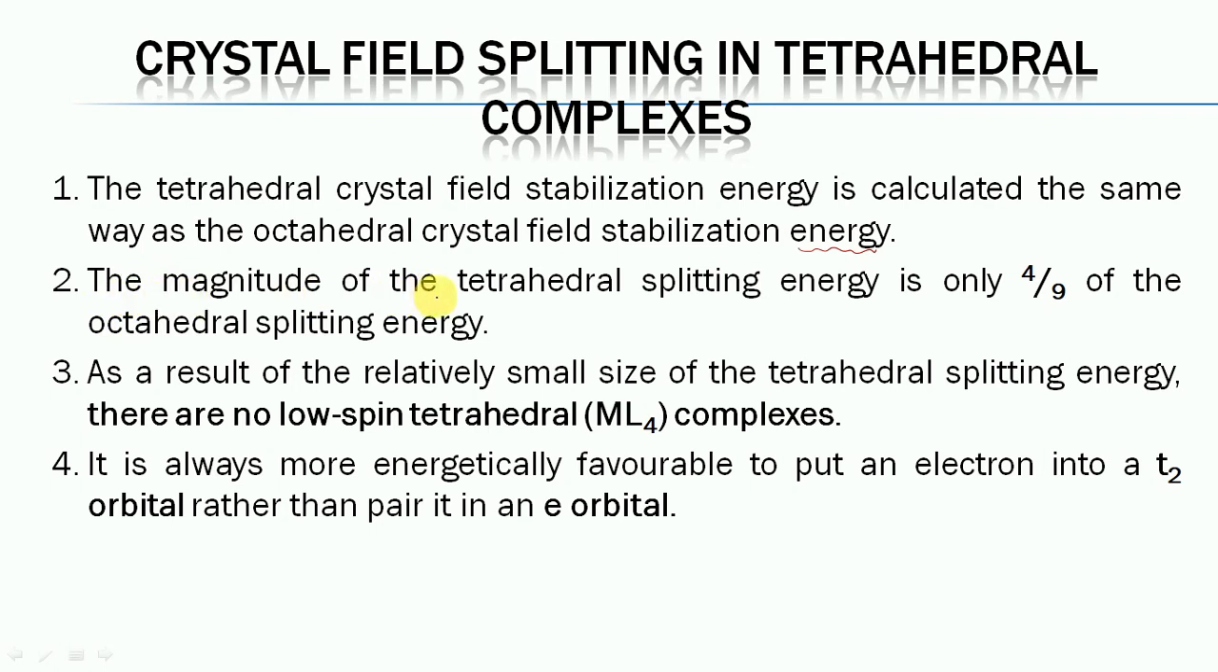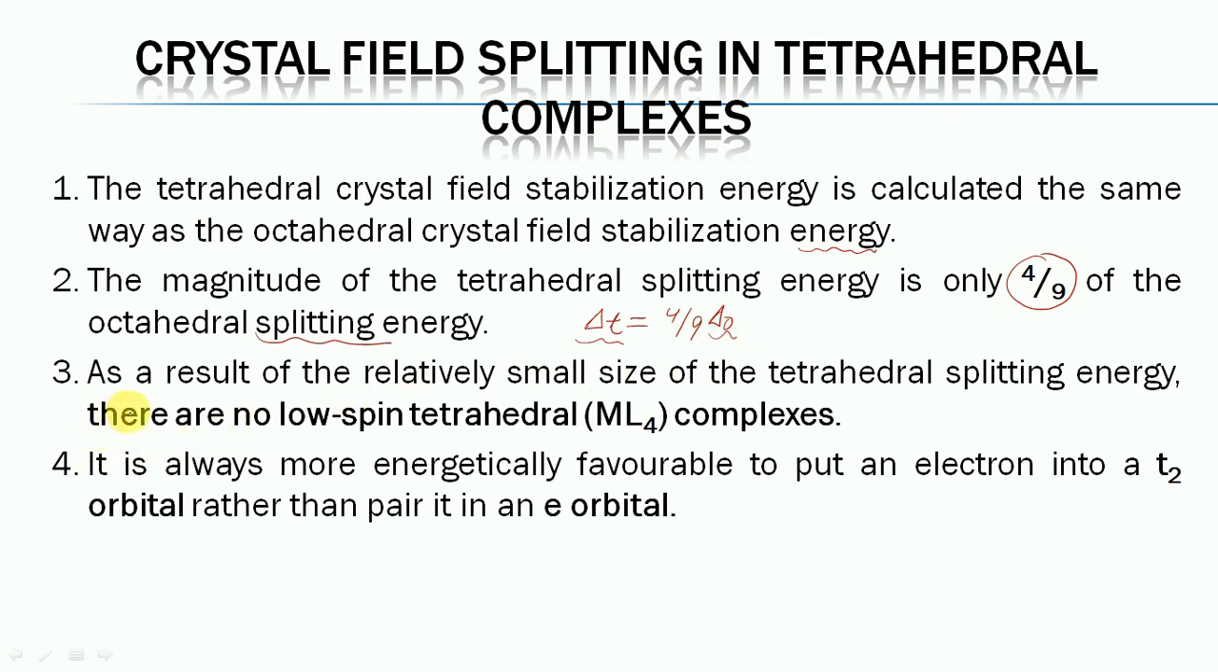The magnitude of the tetrahedral splitting energy is only 4/9 of the octahedral splitting. So in this case, delta T is equal to 4/9 of delta O. Here delta T is the crystal field splitting in the case of tetrahedral complexes, and delta O is the crystal field splitting in the case of octahedral complexes.